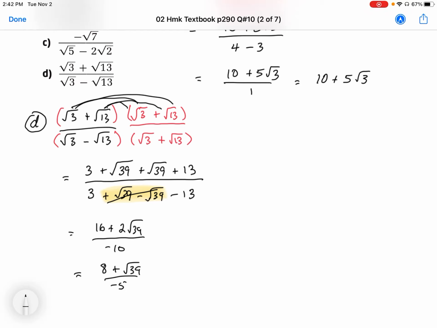Now that negative is awkward there. So although this is correct, we could either express this as negative 8 plus root 39 over positive 5 to keep it a positive denominator, or equivalently, we can just distribute that negative and say that's negative 8 minus root 39 over 5. So all of these are the same solution.